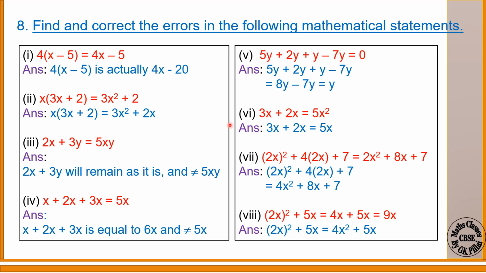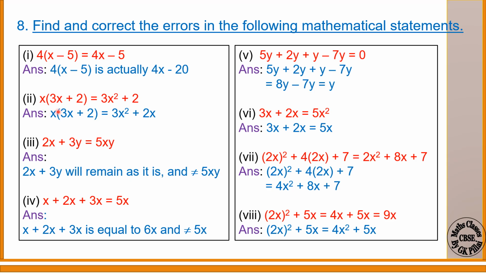This type of questions I have discussed earlier in this video itself. These are a bit different as compared to that. Find and correct the errors in the following mathematical statements. 4 into x minus 5 is equal to 4x minus 5. It's actually 4x minus 20. You have to multiply by 4 both the terms.